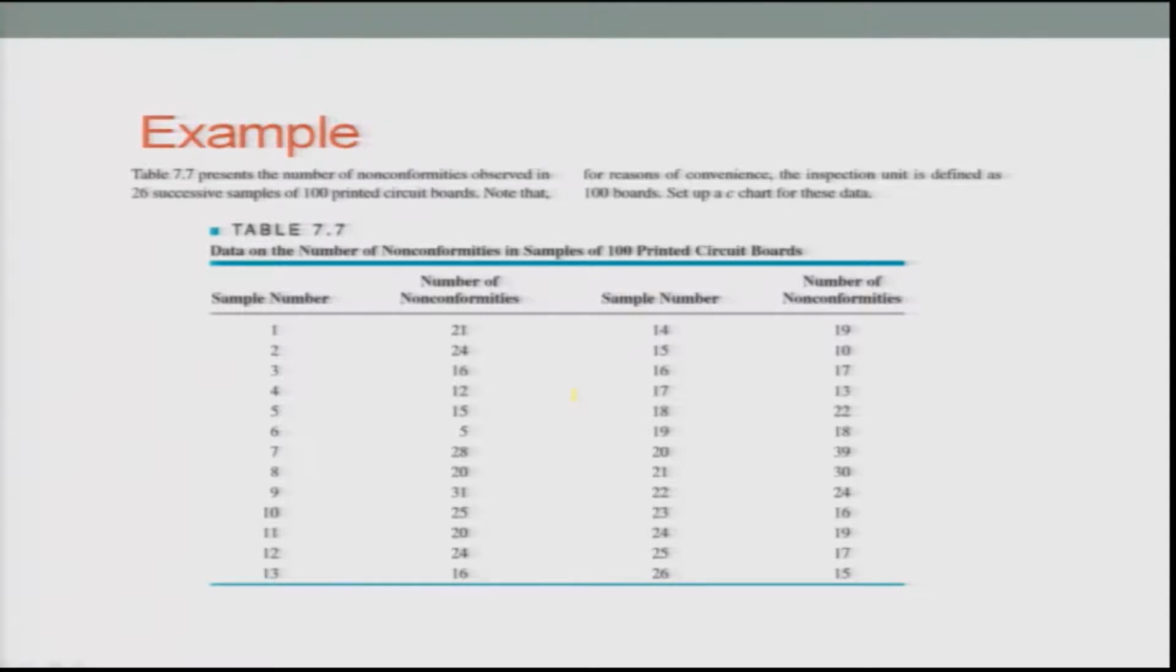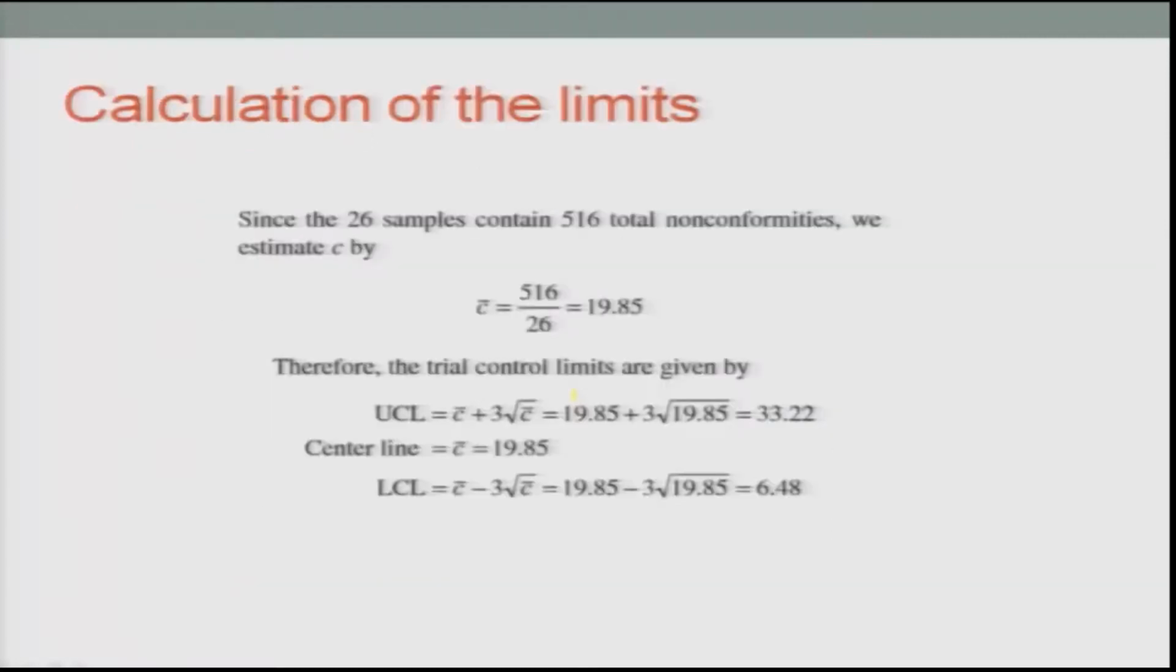The sample numbers are given in the first column; sample numbers, again I am repeating, are given in the third column. The non-conformities based on the sample size are given in the second and the fourth column. So if I want to find out C bar, which is the best proxy of C, that value comes out to be 19.885, and the corresponding values of the upper control and the lower control limit come out to be about 33.22 and 6.48.